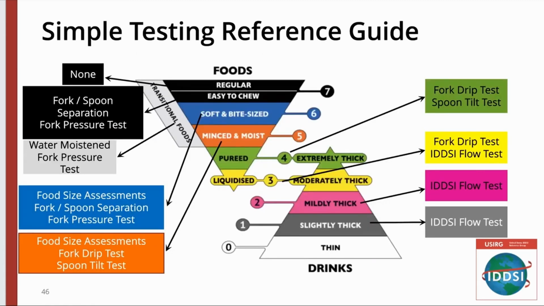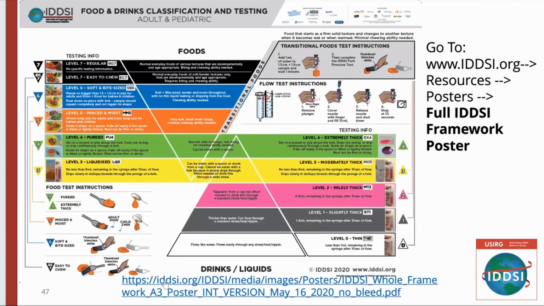This chart shows the appropriate testing methods for each consistency or level on the IDDSI framework. This would be great as a printable reference for your facility. IDDSI has also made this printable reference. You are now ready to benefit from this complex but comprehensive resource. It illustrates all texture levels and liquid consistencies, as well as testing methods with examples. This can be downloaded and printed from the IDDSI website.